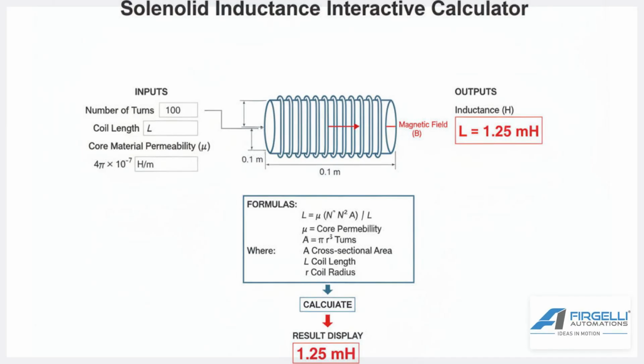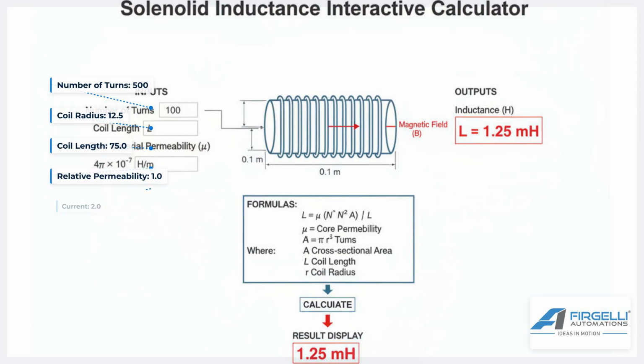Next, enter the number of turns. I'm using 500. Then, input the coil radius in millimeters. That's 12.5. Add the coil length in millimeters: 75.0. Set the relative permeability: 1.0 for air core. Finally, enter the current in amperes, 2.0.